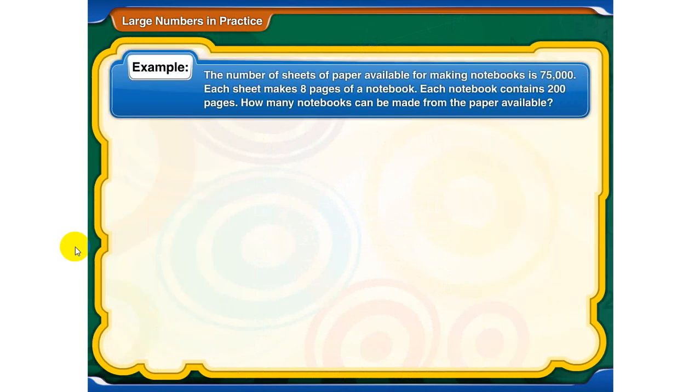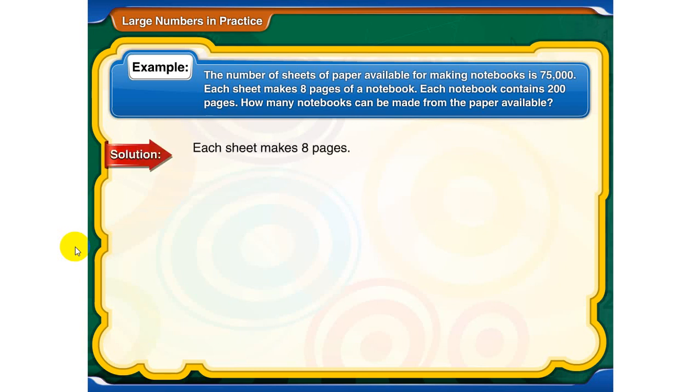Example. The number of sheets of paper available for making notebooks is 75,000. Each sheet makes 8 pages of a notebook. Each notebook contains 200 pages. How many notebooks can be made from the paper available?